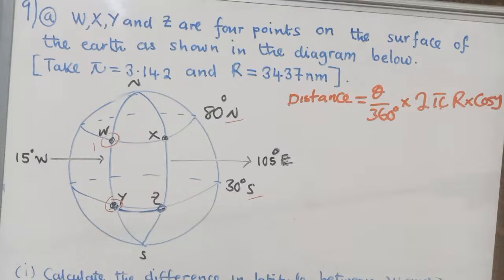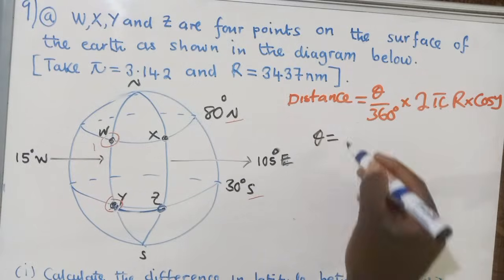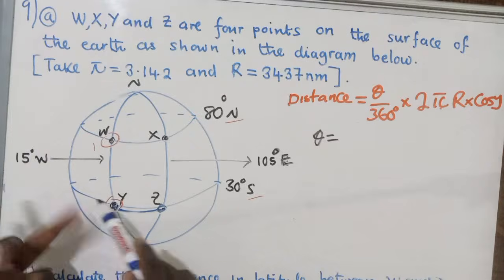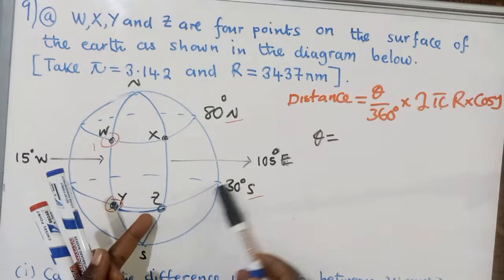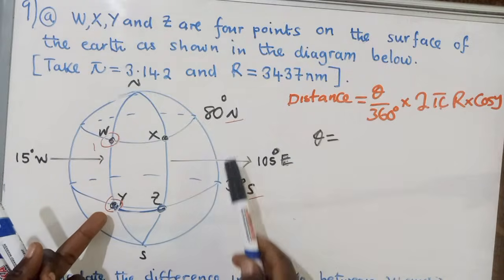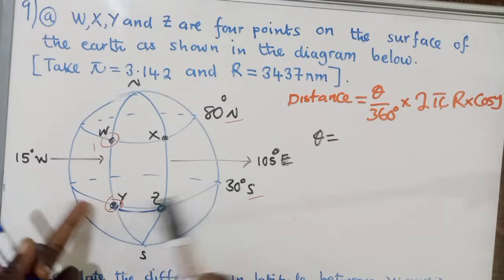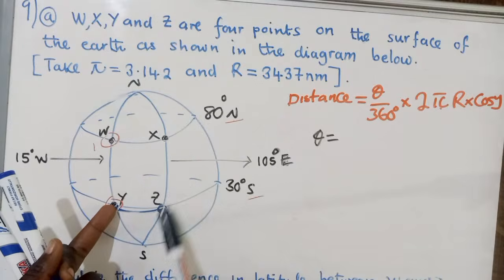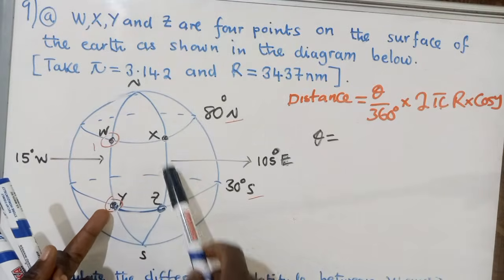We need to find theta. So what is our theta here? Now we have changed. Here, for us to find the theta along the longitude, we get this latitude and this latitude, and we add because they have different signs. But along the latitude, we get the longitudes. So this longitude and this longitude here. So you check, what longitude is this?